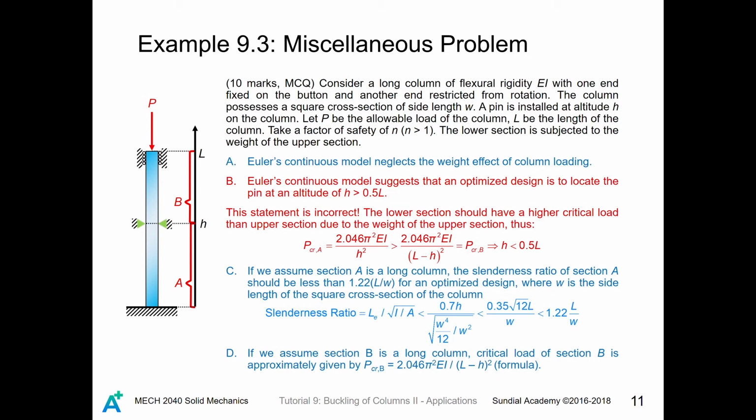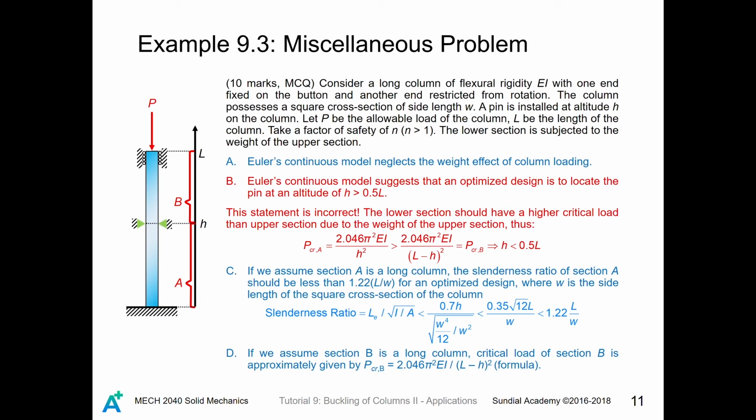So here is the reason. A, Euler's continuous model neglects the weight effect of column loading. It is correct because when you are computing a column, you never consider the weight of it. For example, if you cut the column in the middle, then you only have the external load or the support at the bottom. You don't have the weight of the column.